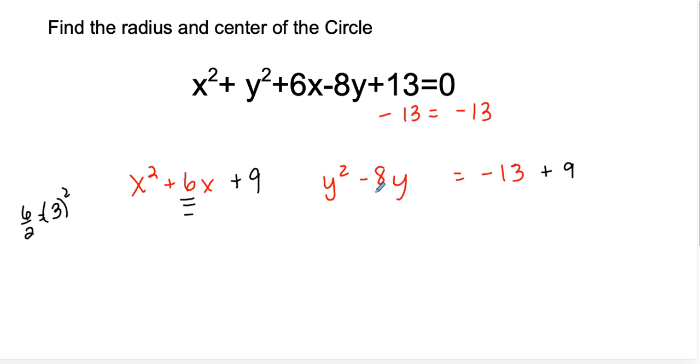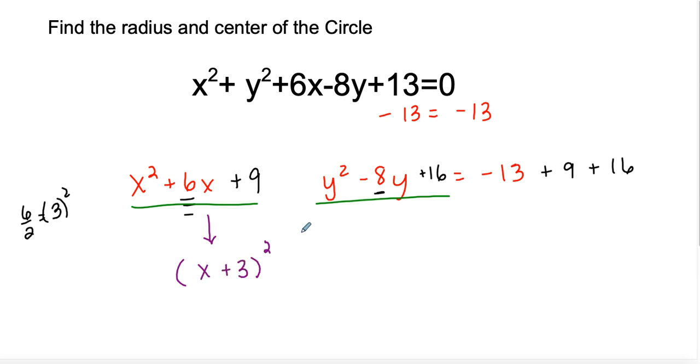y^2 - 8y. We look at the 8y, so we take half of 8, which is -4, and then we square it, which is 16. So I'm going to add 16 to the other side. All right, so now what you've just done is you've created two perfect square trinomials. And in factored form, a perfect square trinomial will be written as the square of a binomial. So this in factored form would be (x + 3), and here's a plus sign. And this in factored form would be (y - 4), and both squared, equals.